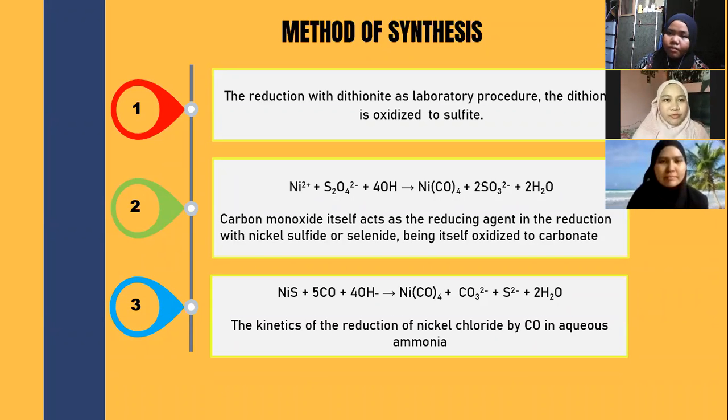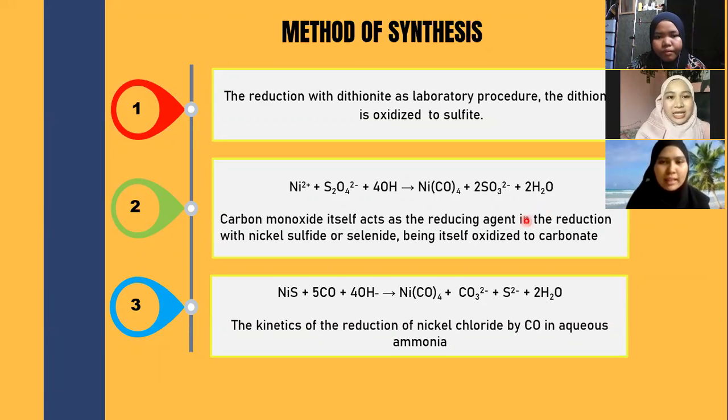So the reduction with dithionite is the laboratory procedure, where the dithionite is oxidized to the sulfate. As you can see in the first equation, the Ni2+ ion plus S2O4 2-, which is the dithionite, plus 4 OH-, will form tetracarbonyl nickel plus 2 sulfate and plus 2 water. Other than that, carbon monoxide itself acts as the reducing agent in the reduction of nickel sulfide or selenide, being itself oxidized to carbonate.